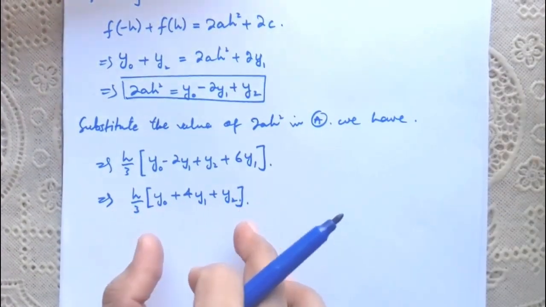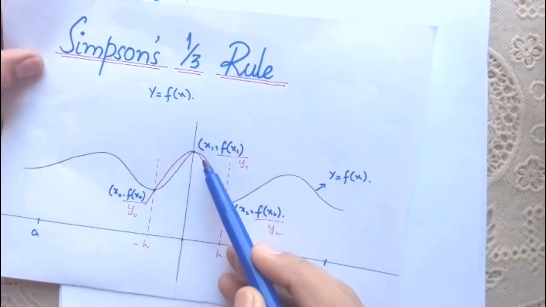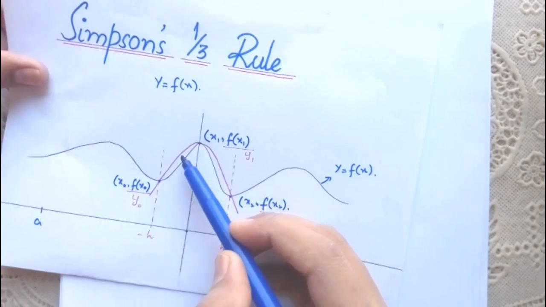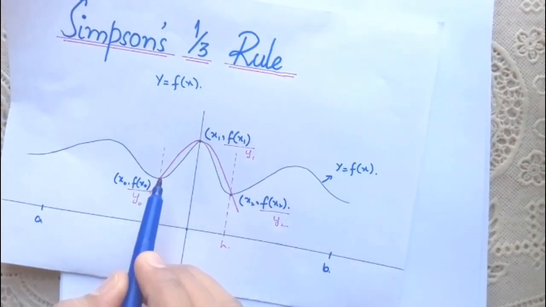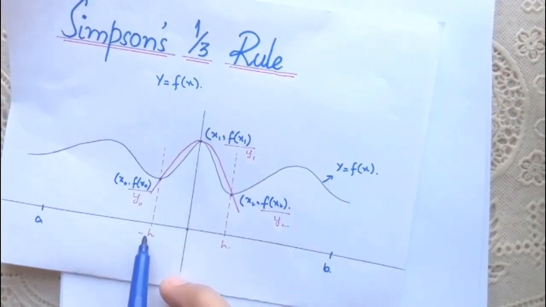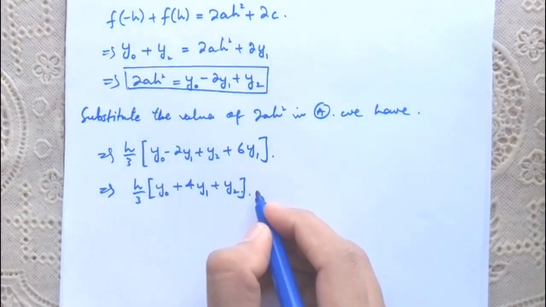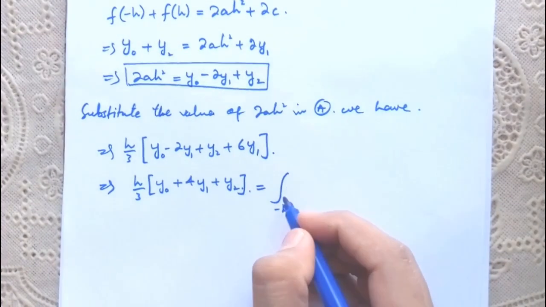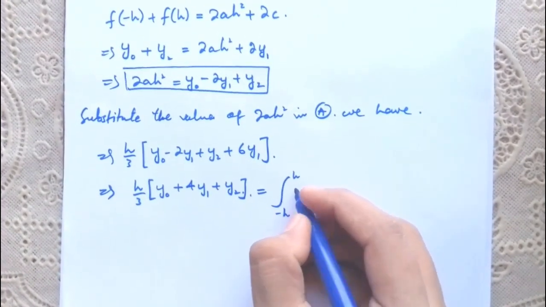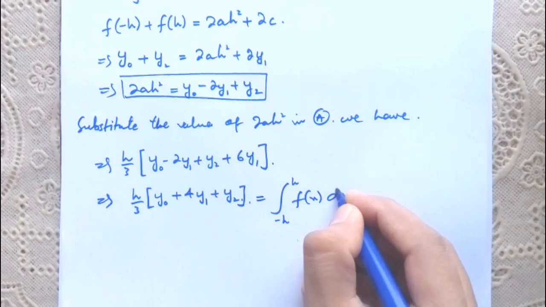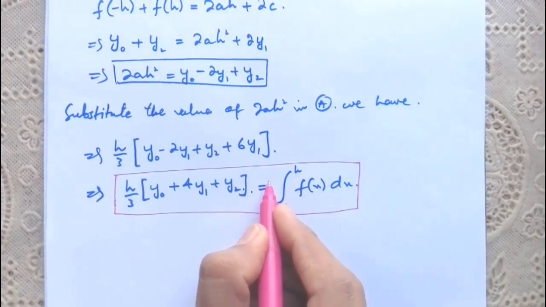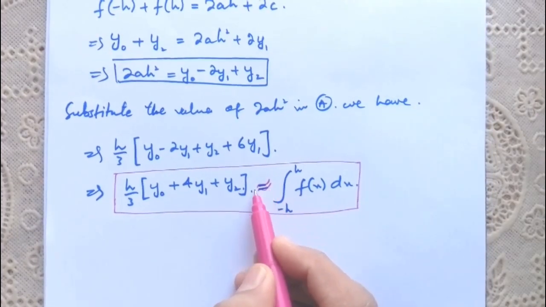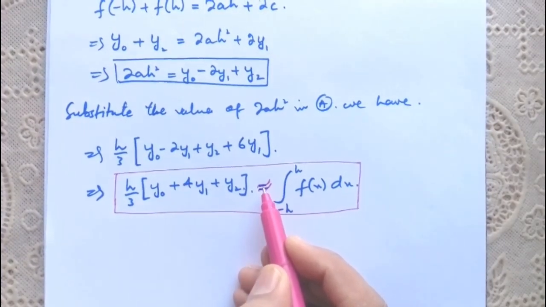Now what is this? This is the area under this parabola from minus h to h, and it is also the area under the curve of a function f of x from minus h to h. It means that it is equal to the definite integral, means integral from minus h to h of f of x dx, and it is approximately equal to, right? Not equal to but equivalent or approximately equal to, right?